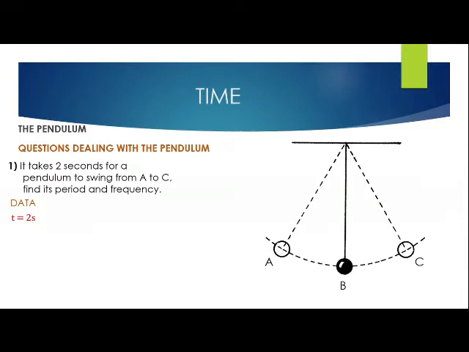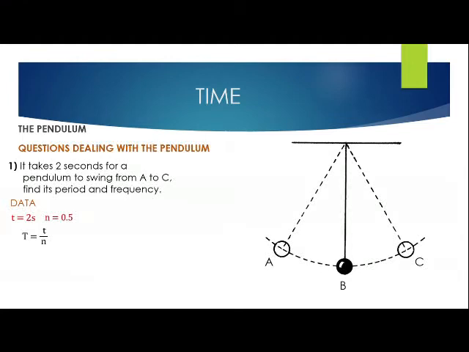So the movement from A to C is basically half an oscillation, because this point A is the extreme point on our left side and C is the extreme point on our right side. Hence, a full oscillation is A to C and back to A. But the pendulum only moved from A to C. Hence, it only covered half the distance it was supposed to cover. And hence, our number of oscillations will be 0.5.